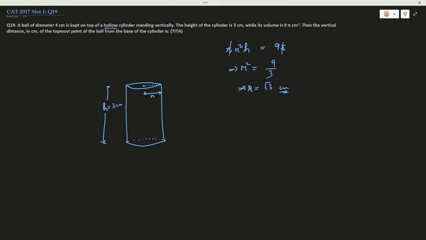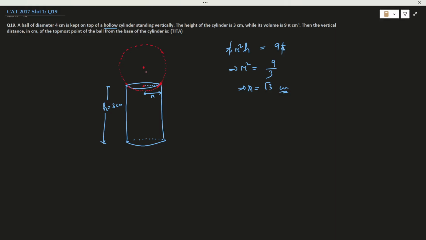And there is a ball whose diameter is 4 centimeter. That means the radius of the ball will be 2 centimeter. That means it is more than the radius of the cylinder, right? And it is at the topmost, it is above the cylinder, right? It is at the top, so it will be somewhat like this. Some part will come below, like this. Like this will be the hollow cylinder. All right, this is the center of the hollow cylinder, and this is the center of the cylinder.